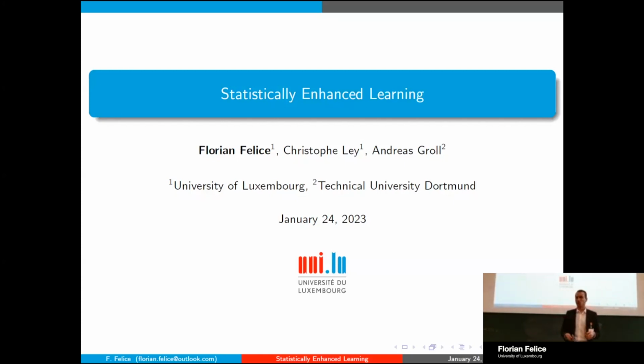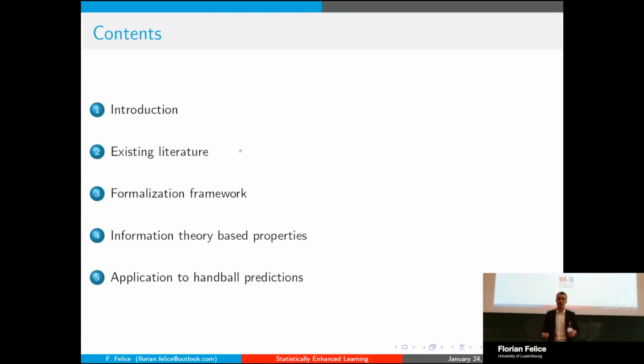I'm just going to go through the definition of what I mean by learning here. Just a quick introduction of what learning means in this context, and then going through the literature to see what already exists, and then the formalization, because our work is a formalization of all of the different techniques that already exist. And then we also try to derive some properties based on information theory to prove the benefit of those techniques. And I will conclude with an application to handball games predictions.